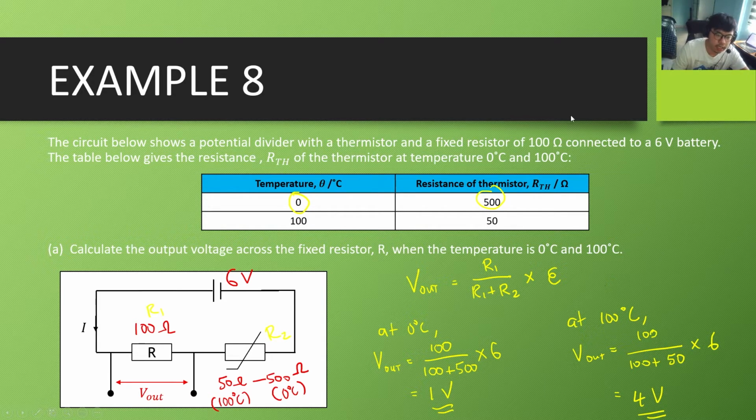When the temperature is high, when it's very hot, 100 degrees Celsius, this potential divider circuit gives an output voltage of 4 volts. When the temperature is cold, when the temperature is low, this circuit gives a voltage that is low, around 1 volt.